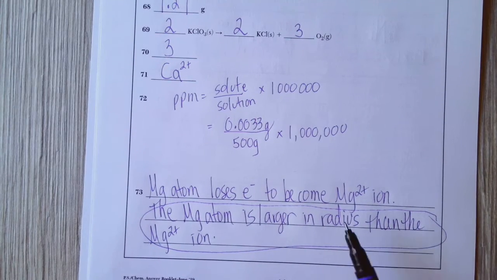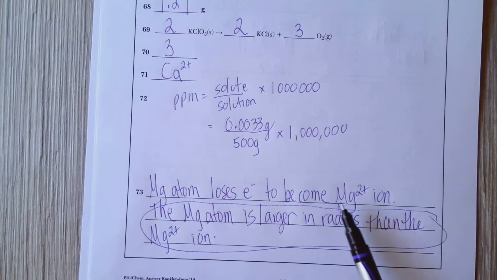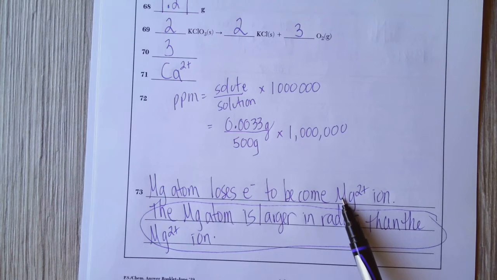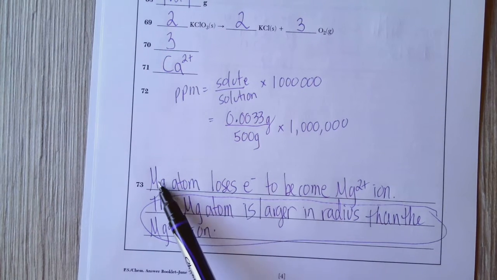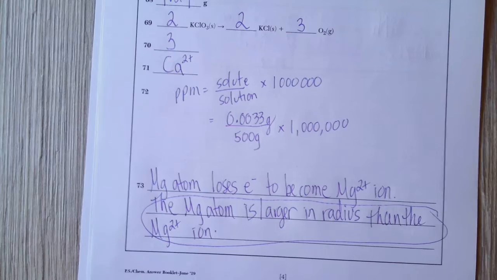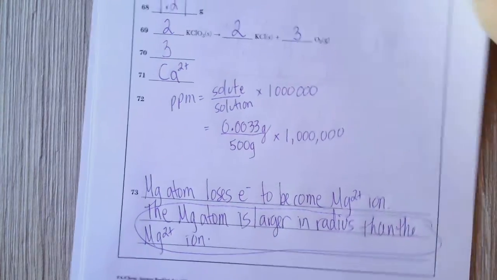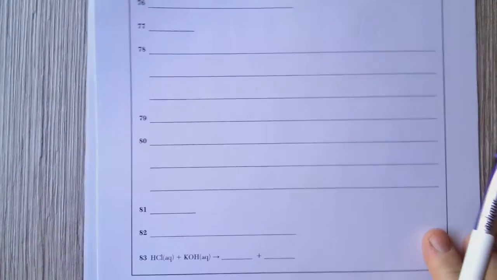But again, you have to be careful. You cannot in any way state that this loses electrons, because it didn't. This Mg atom is what loses the electrons, okay? Now we are ready to flip onto the next section.